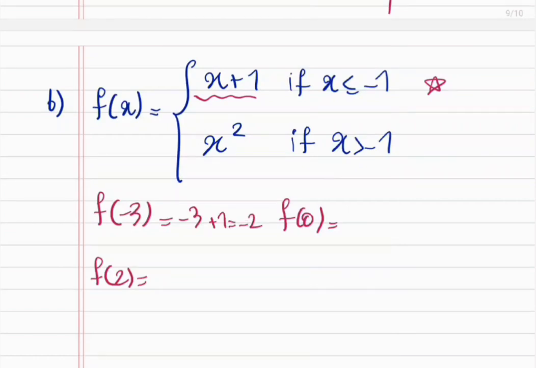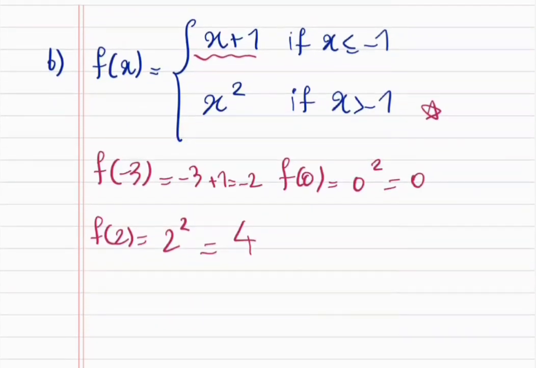Now, f of 0. 0 is about the second condition because 0 is greater than minus 1. So we are going to have 0 squared, which is 0. And the next one is f of 2, where 2 also satisfies the second condition because 2 is greater than minus 1. So we will have 2 squared, which is 4. Okay, so that's the first part, but the main part is sketching the graph.